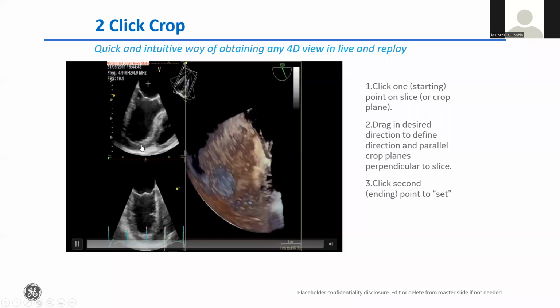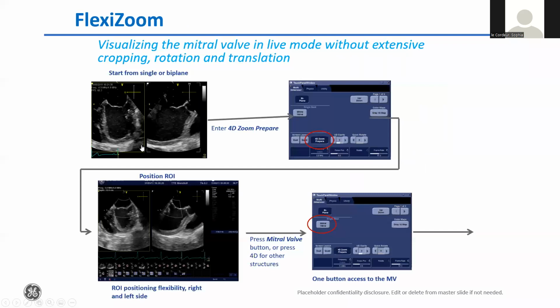In addition to cropping, we can actually acquire the volume in a perfect cropping shape from the beginning, and that is what we call 4D zoom prepare or flexi zoom. For the zoom prepare, we start, for example, here, and despite this being a TE acquisition, we have the 4-chamber view, right? From the 4-chamber, we click on the button on the screen, which is called 4D zoom prepare. This is from 2D, before we go to 4D.